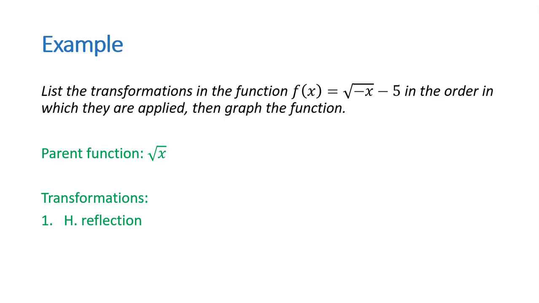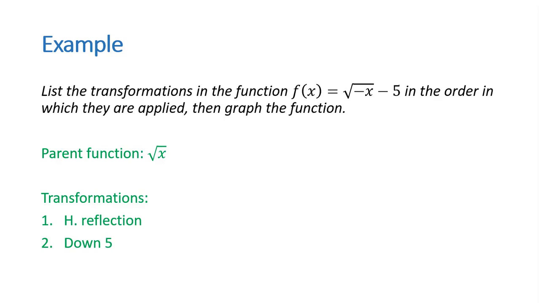Last but not least, we look for a vertical shift, so adding or subtracting after the parent function has been applied. In this case, we're subtracting 5 after taking the square root, so we have a vertical shift down 5 units. So what is this going to look like when we graph?